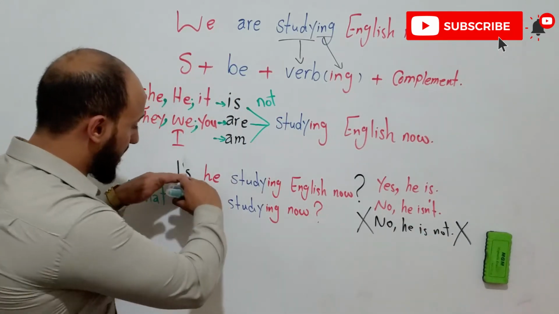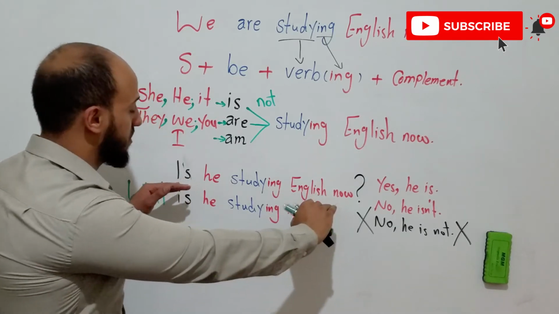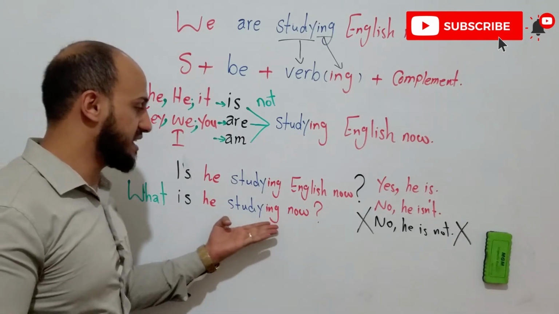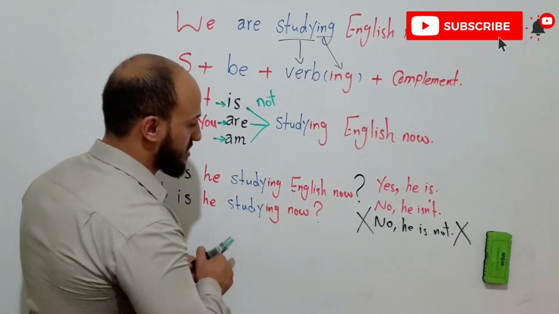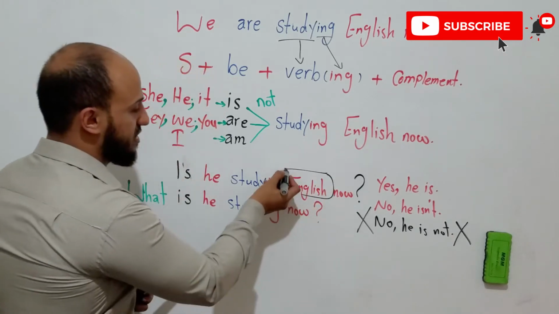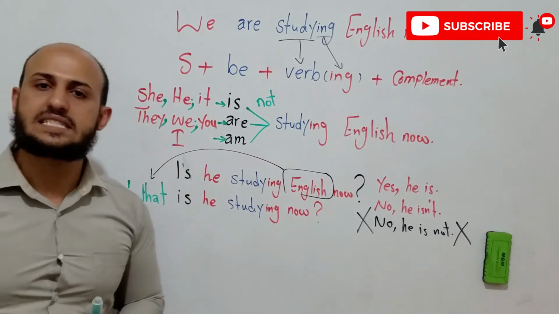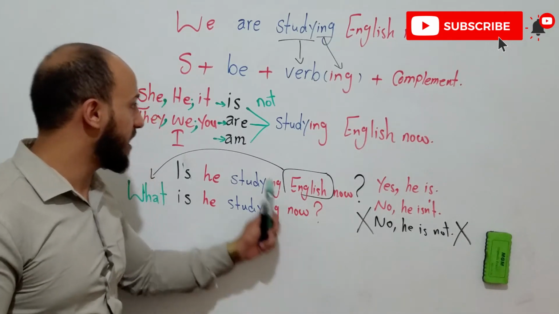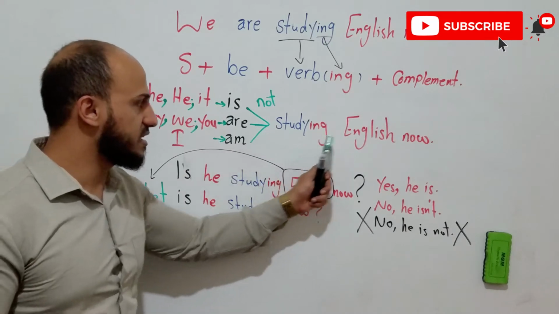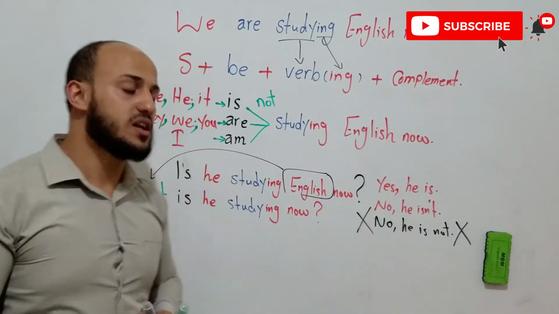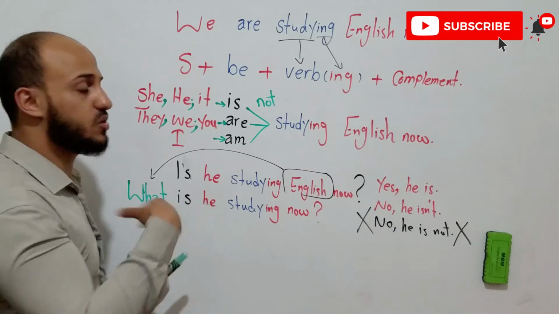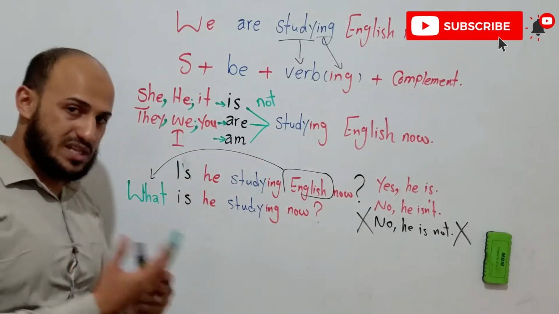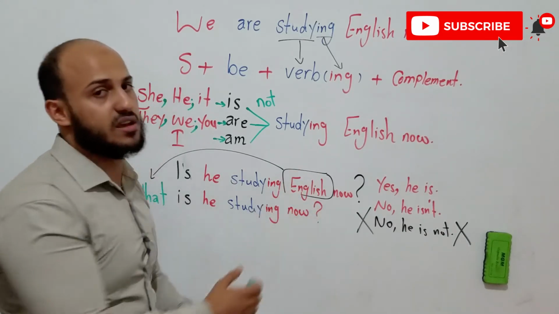Good. WH question, the same structure here. But what you're going to do is add "what". What is he studying now? You will delete the word English, because English is the answer for the word what. So, what is he studying now? The answer: he is studying English now. English is the answer. So you take it from this sentence, because you're adding "what", and "what" is asking for English.